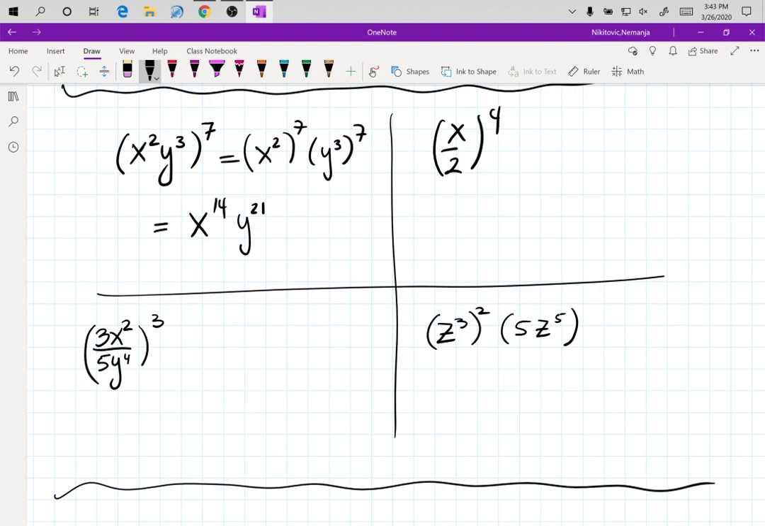Next one, x to the 4th divided by 2 to the 4th. Now 2 to the 4th is 16, so x to the 4 over 16.